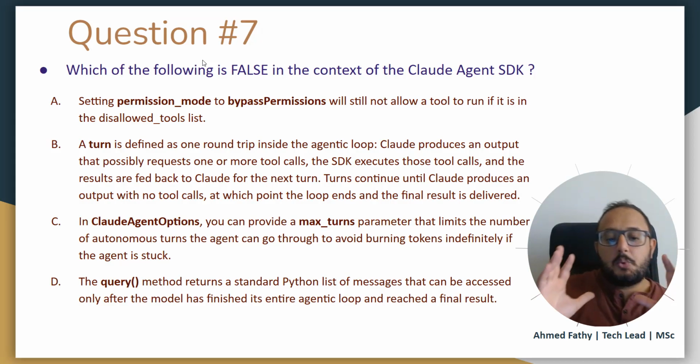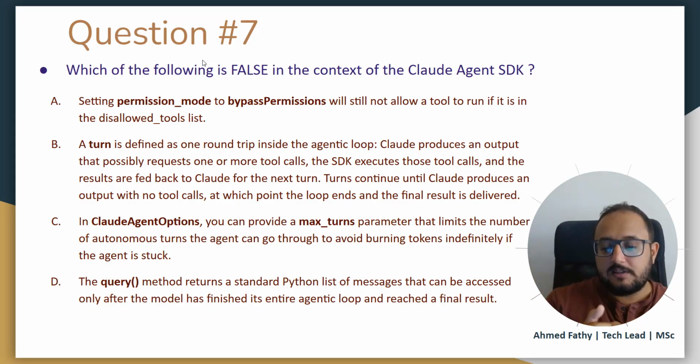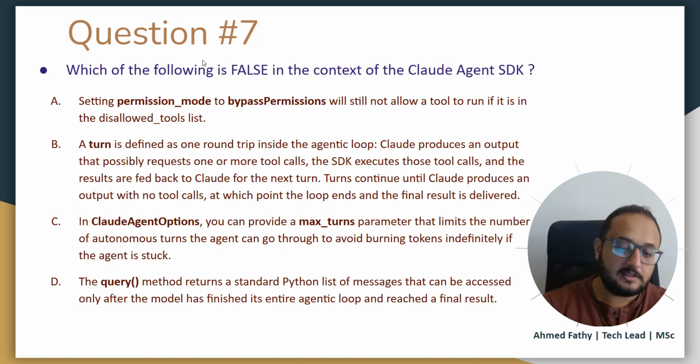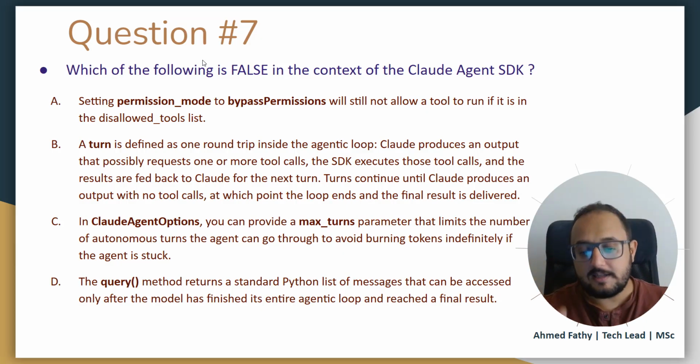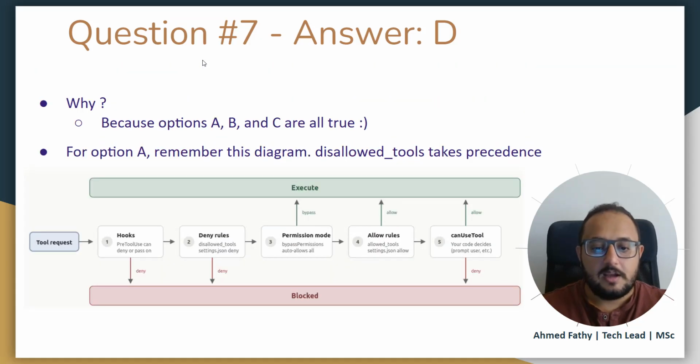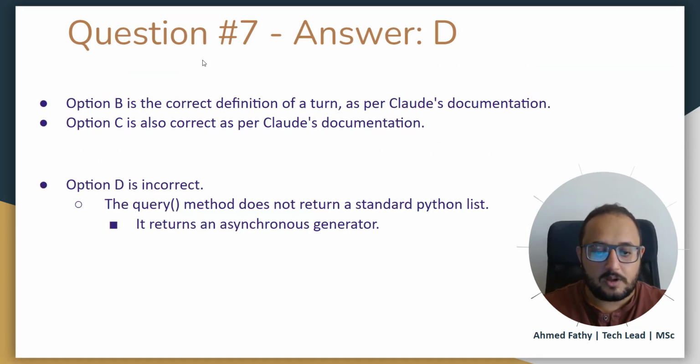And finally, D: the query method returns a standard Python list of messages that can be accessed only after the model has finished its entire agentic loop and reached a final result. I mean, since the previous three are all true, this must be the false one. And indeed, it is false, because the query method does not return a standard Python list, it returns a generator. And this lecture is about Python generators. Okay, so D, this is the correct answer.